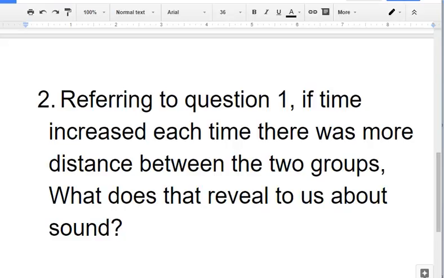So if every time we got further and further away from each other, it took longer and longer for the sound to reach us, what does that tell us about sound? What information does that give us about sound? Think about it for a minute and give your best answer. Pause the video.